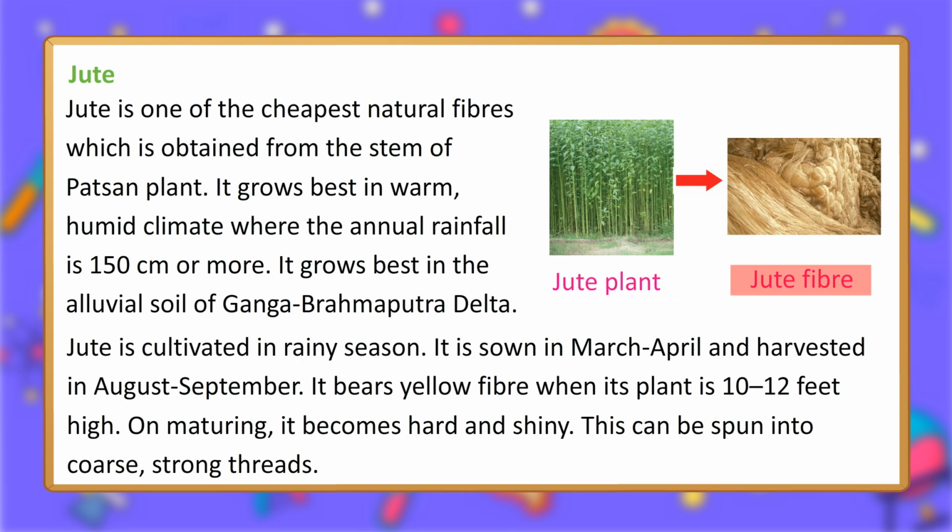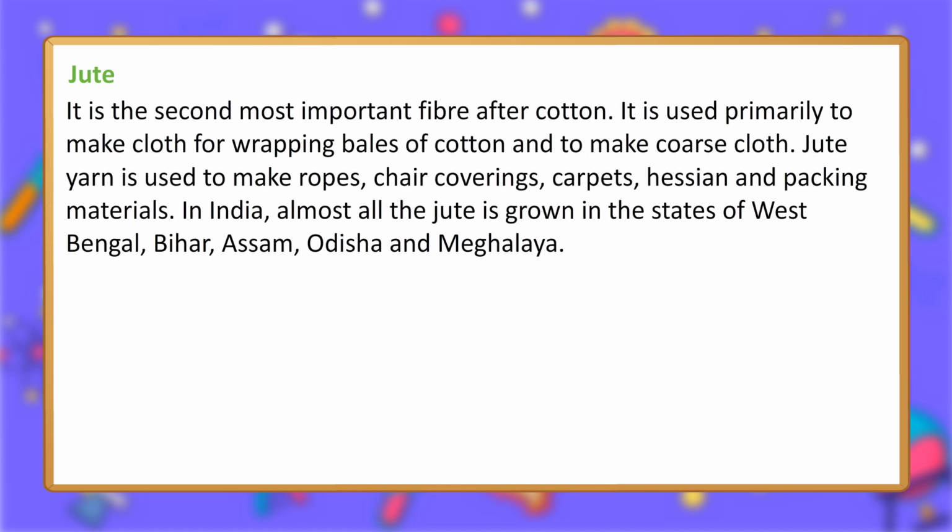Jute plant. Jute fiber. It bears yellow fiber when its plant is 10 to 12 feet high. On maturing, it becomes hard and shiny. This can be spun into coarse, strong threads. It is the second most important fiber after cotton. It is used primarily to make cloth for wrapping bales of cotton and to make coarse cloth. Jute yarn is used to make ropes, chair coverings, carpets, hessian and packing materials.